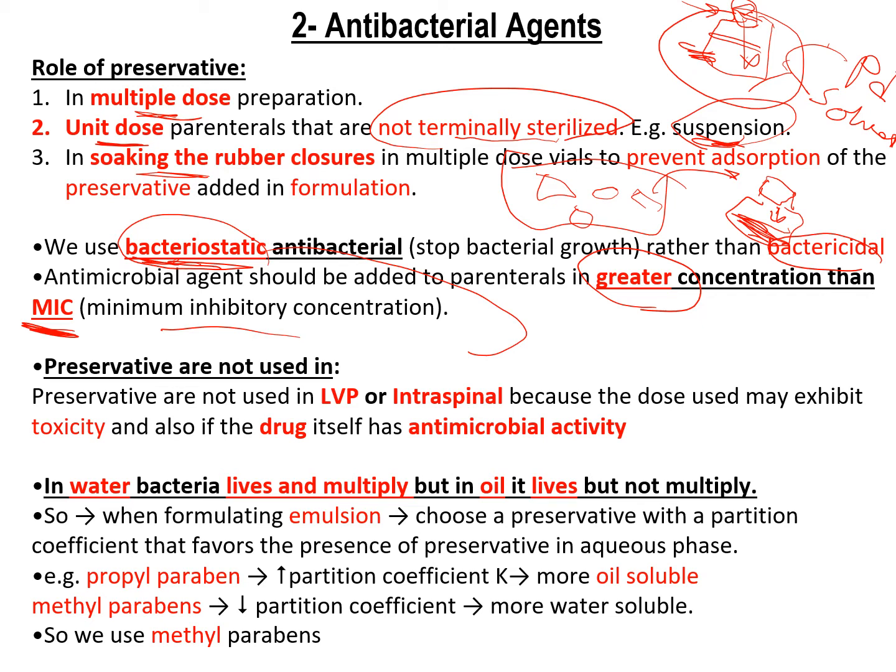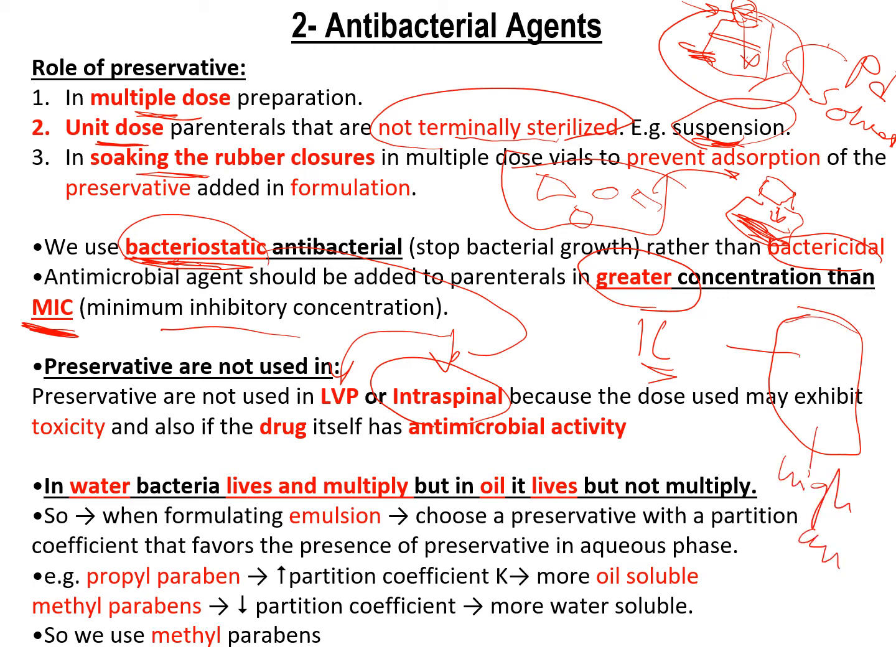Antibacterial or preservative cannot be used in intraspinal injection because whatever the amount that we are using, if we inject it inside the spinal cord, it will be toxic. And it cannot be used also in large volume parenteral because in large volume parenteral, the dialysis bag or the parenteral bag, for example, contains 1 liter. This 1 liter requires high amount of preservative. To reach the minimum inhibitory concentration, we will need to add large amount of preservative.